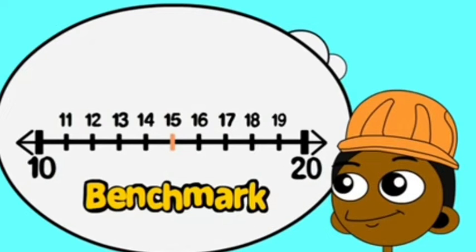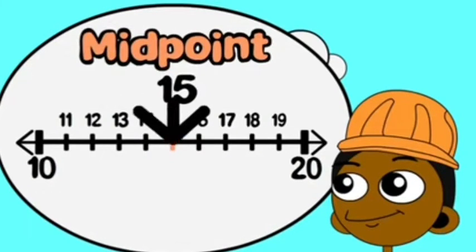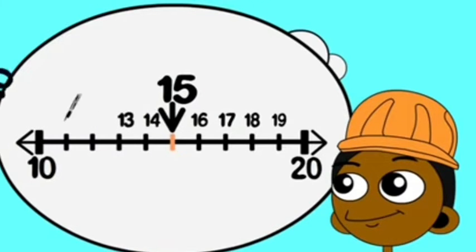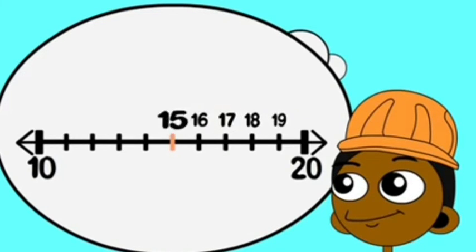And the midpoint is the number that is halfway between the two benchmarks. If the number you want to round is less than the midpoint, round down. If the number you are rounding is at the midpoint or greater than the midpoint, round up.